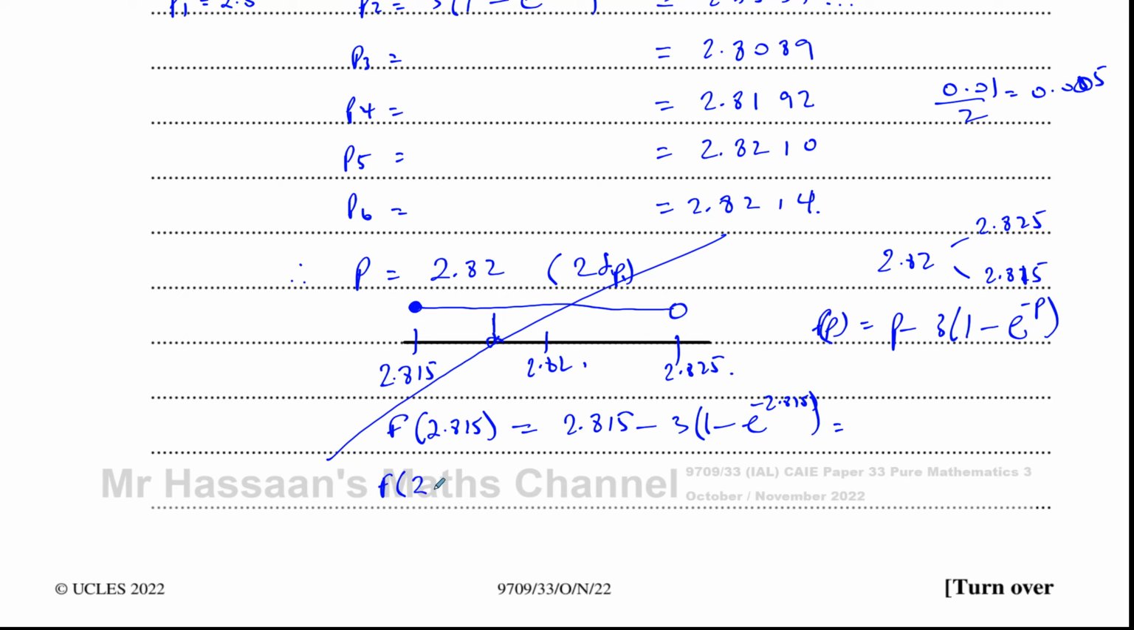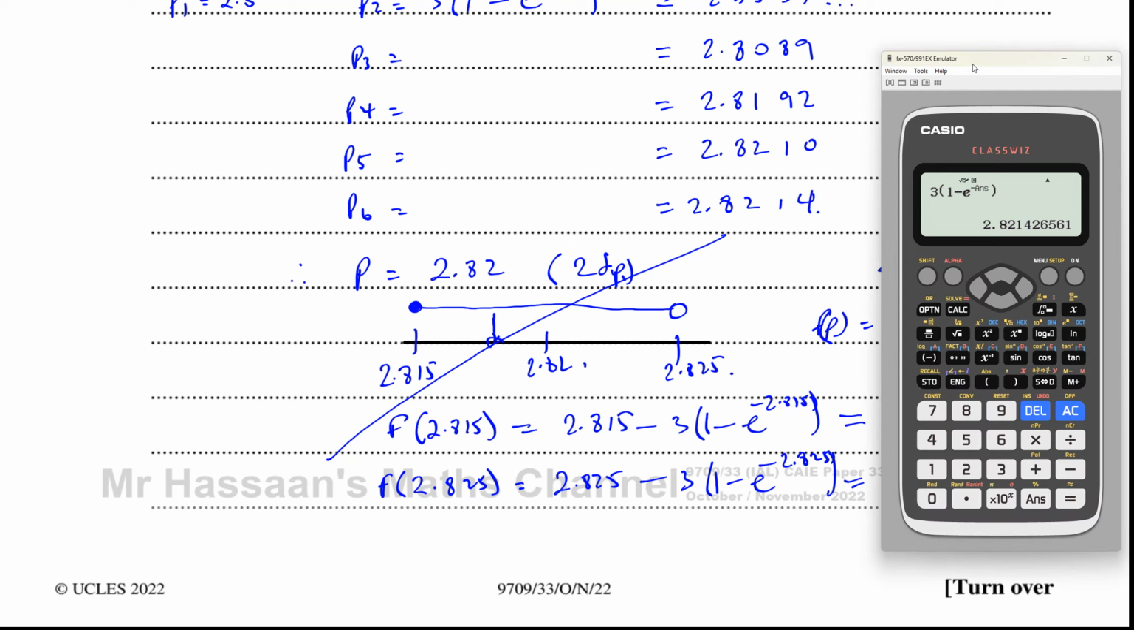And we put f of 2.825 in here, which is the upper bound. You have 2.825 minus 3 times 1 minus e to the power of minus 2.825. And that should give us a positive value. They should give us opposite signs, basically, right? So let's see what happens when we use a calculator and put that calculation in.